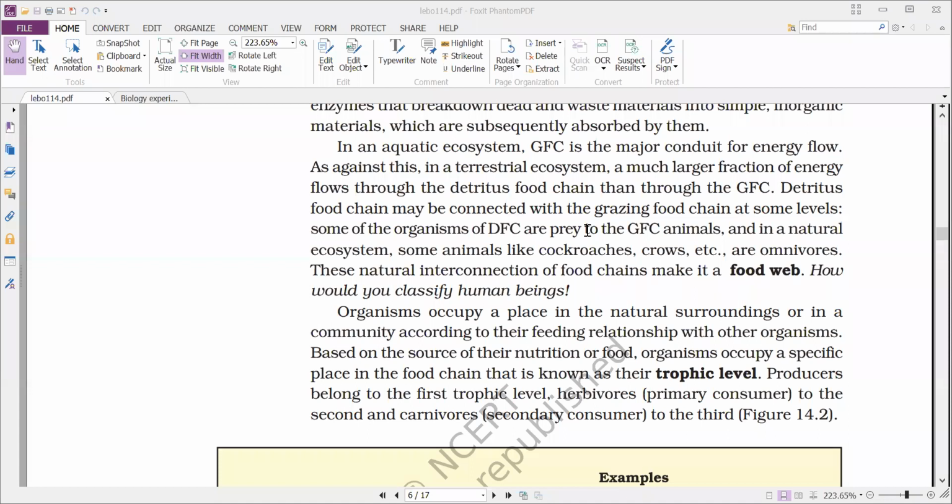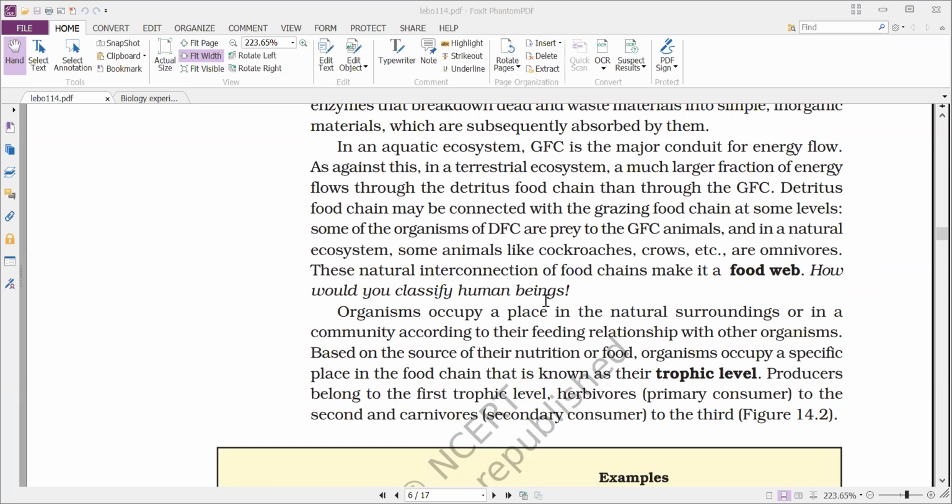Such organisms which feed on different types of food material, we are calling them omnivores. Like cockroaches, birds like crow, and mammals like humans. These are all considered omnivores. Because of the presence of these omnivores only, it resulted in the formation of this food web. So that's what you can see.